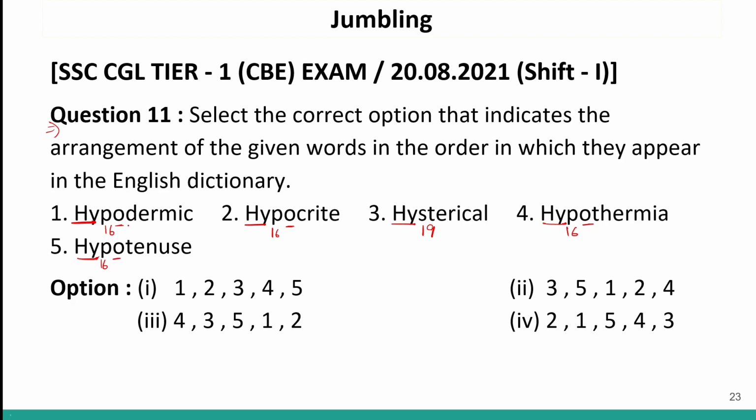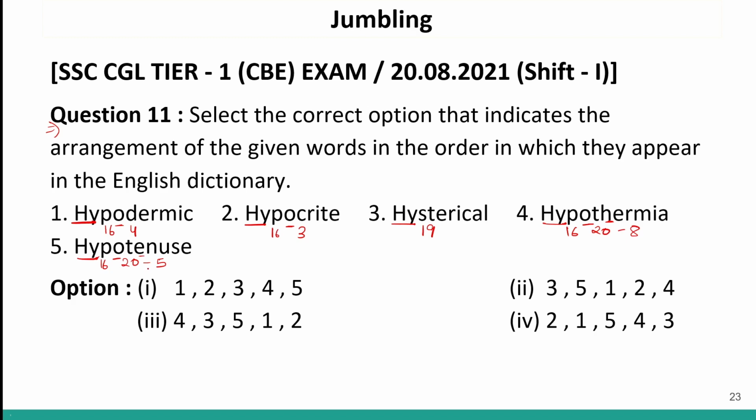Now we have to check for the next letter after O. After O, we have D, which is 4. After O, we have C, which is 3. After O, we have T, which is 20. And after O, again, we have T, which is 20. So next, we have to see the letter after T. So after T, we have H. H is 8. And over here, after T, we have E, which is 5.